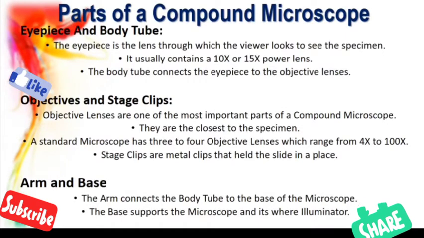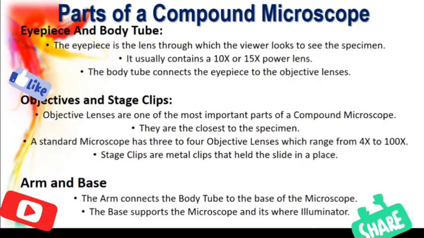Let's see the compound microscope parts. Eyepiece and body tube. The eyepiece is the lens through which the viewer looks to see the specimen. It usually contains a 10x or 15x power lens. The body tube contains the eyepiece and the objective lenses, that is 15x, 45x and 100x.